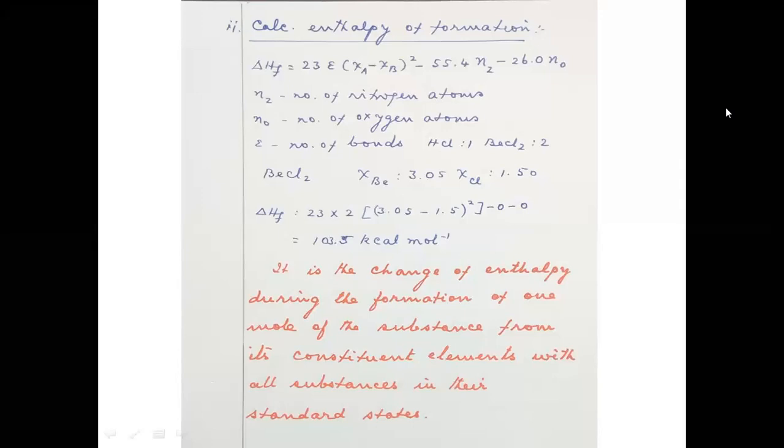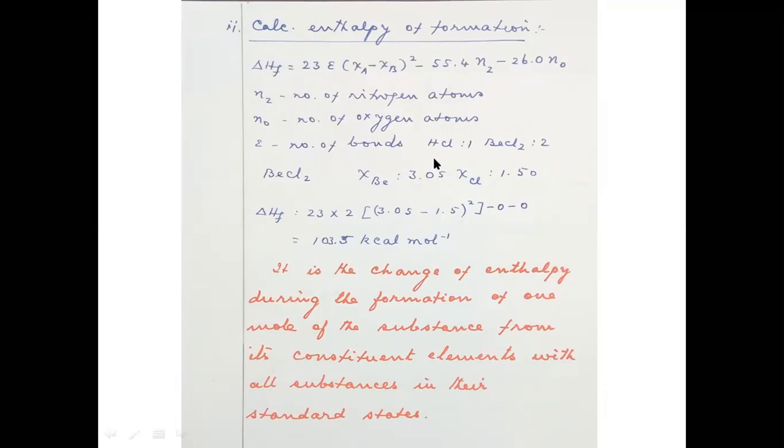One of the indirect manners available in the literature is the calculation of enthalpy of formation using the electronegativities, where the enthalpy of formation delta H_f is equal to 23 ε (chi A minus chi B) whole squared minus 55.4 N_N minus 26.0 N_O. See, N_N is the number of nitrogen atoms present in the compound for which the enthalpy of formation is calculated, and N_O is the number of oxygens present in the same compound, whereas epsilon gives you the number of bonds.